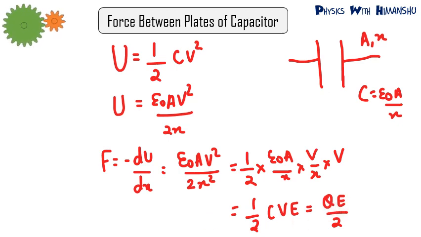Now if you have doubt like how V by X is E, then remember this formula, E is equal to minus dV by dx. So basically E is V by X. So this is how I have substituted the formula of electric field in place of V by X. So you have to remember this formula, that the force between plates of capacitor will be charge into electric field divided by 2.